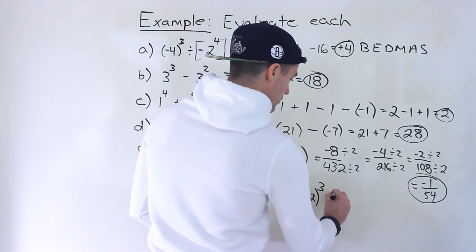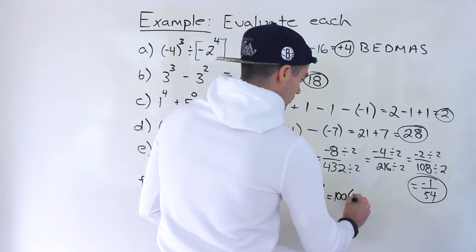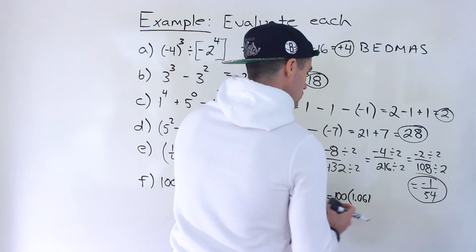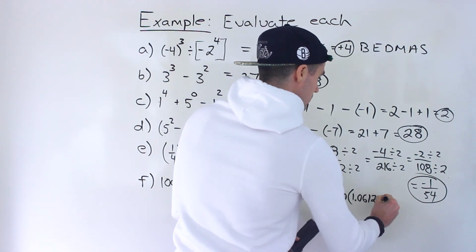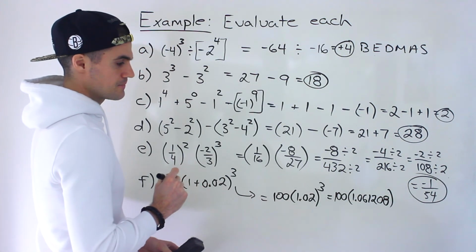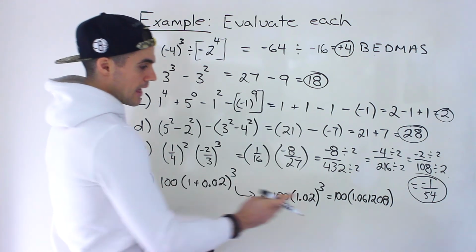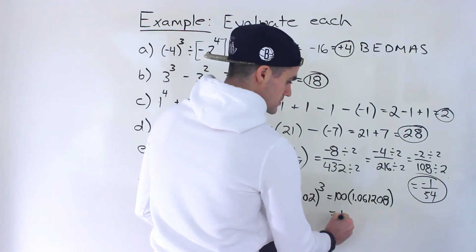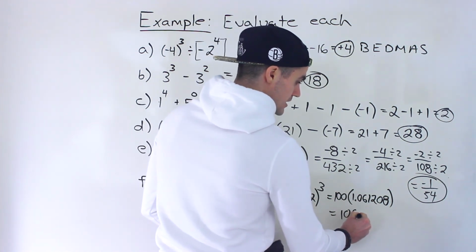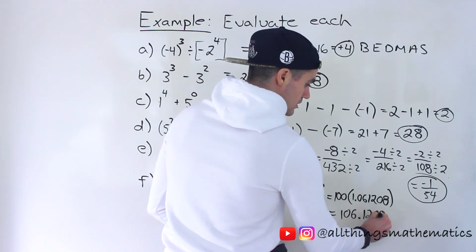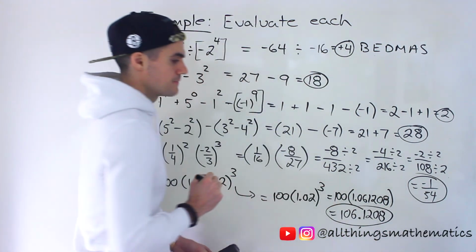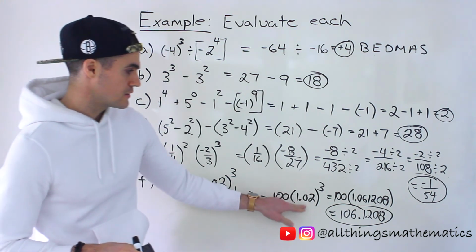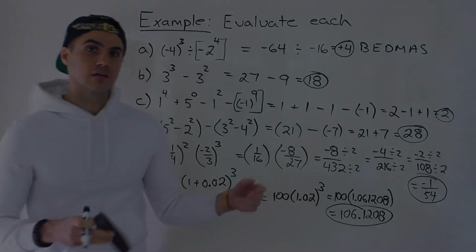1.02 to the power of 3 would be 1.061208, like that, right? If you do that in your calculator, and then this multiplied by this, we could just take this and shift the decimal over, so it would be 106.1208, like that. So that would be the final answer for F. So brackets first, then exponents, then the multiplication.